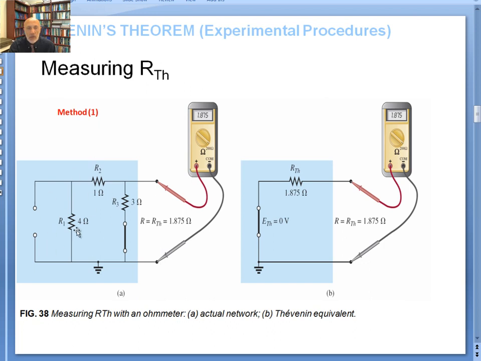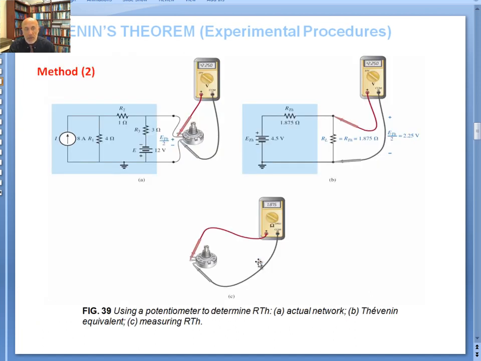In this case, of course, you're going to get 5 in parallel with 3. Since there's no current flowing in here, it's just simply the resistance of 1.875. The second method is not to de-energize, leave everything the way it is as a live circuit. If you look at the model, if there is no current flowing in here, if you measure the V open circuit, of course you're going to read 4.5 volts.